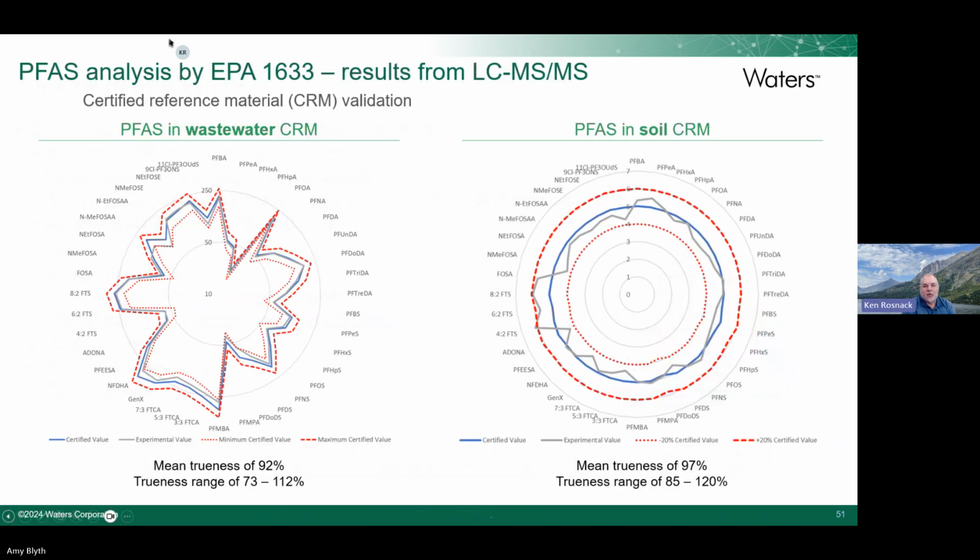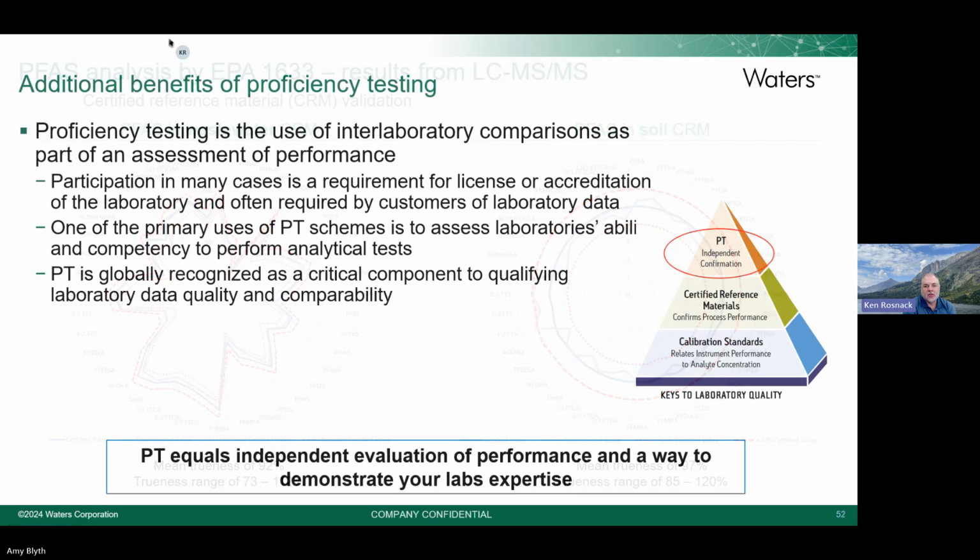And this is an example of a 1633 result, but using the CRM from ERA and wastewater. You can see the blue line is your certified value, the gray line is the experimental value, and then your minimum and maximum certified values, and the experimental falls well within those lines. So it's a good test at the end if you want to confirm that your method is working properly. And that's one of the things that I think Jen said as well, besides running your method blanks.